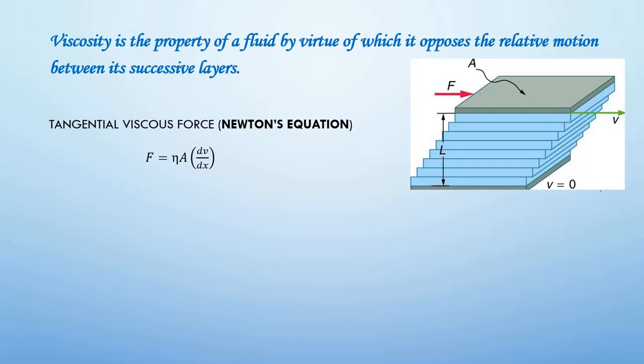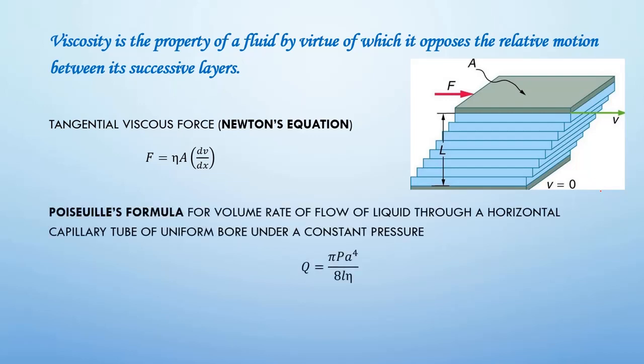of a capillary tube. We have also seen the Poiseuille's formula for volume rate of flow of liquid through a horizontal capillary tube of uniform bore under a constant pressure P. We have found that the volume rate of flow, that is volume per time, or Q, is equal to pi P a to the power 4 divided by 8 L eta, where P is the constant pressure, a is the uniform bore or the radius of the capillary tube, L is the length of the tube, and eta is the coefficient of viscosity of the liquid which is flowing through the tube.